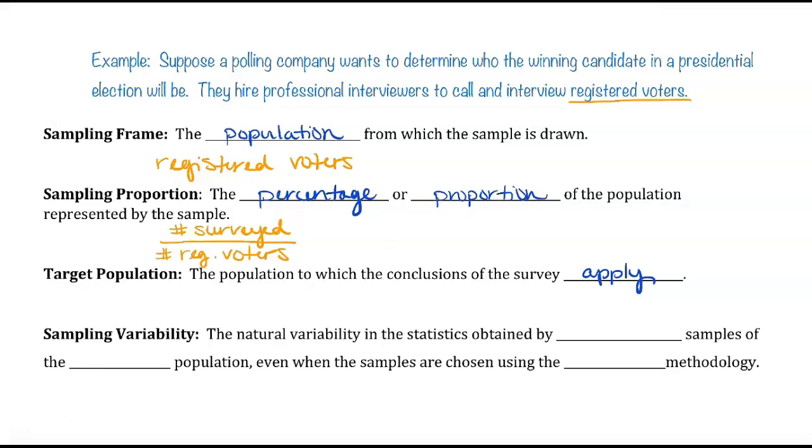We often want to compare the sampling frame to the target population. The goal is often to have the sampling frame and the target population line up as much as possible, but that's not always the case. Sampling variability is the natural variability in the statistics obtained by different samples of the same population, even when the samples are chosen using the same methodology. We see this all the time with political polls. Two different polling companies can pull samples from the same population, but they rarely have the exact same results.